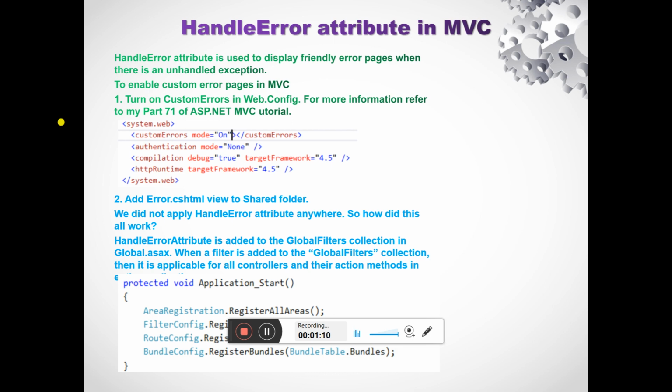Go to web.config and set mode equal to on in custom errors, and create one page inside of the Shared folder. So add an error.cshtml view to the Shared folder. We did not apply the handle error attribute anywhere, so how did this all work? Handle error attribute is added to the global filters collection in global.asax. When a filter is added to the global filters collection, it is applicable for all controllers and their action methods.